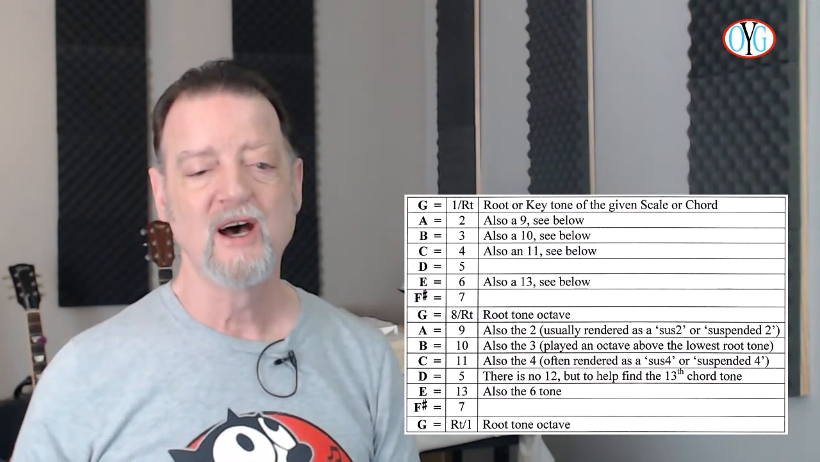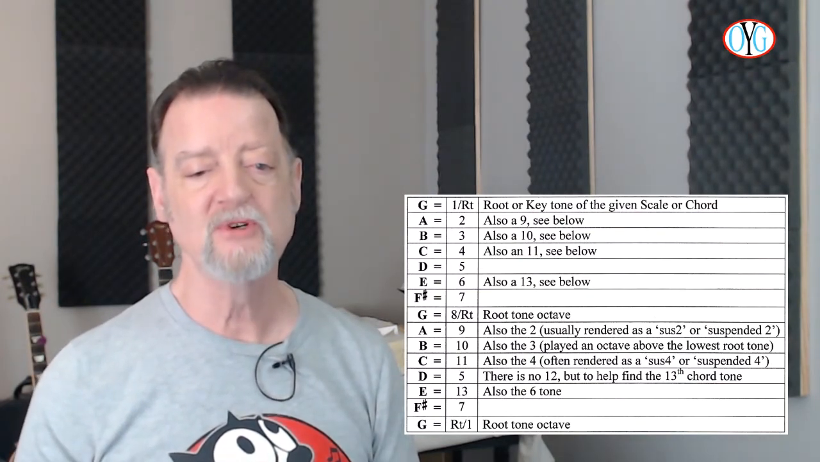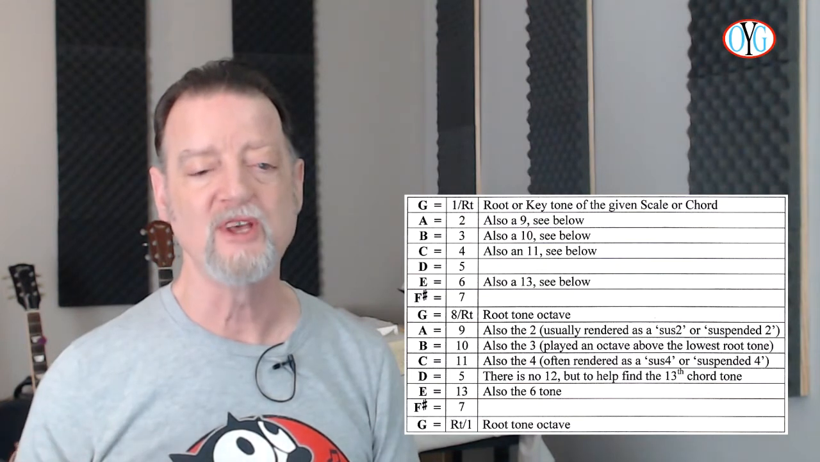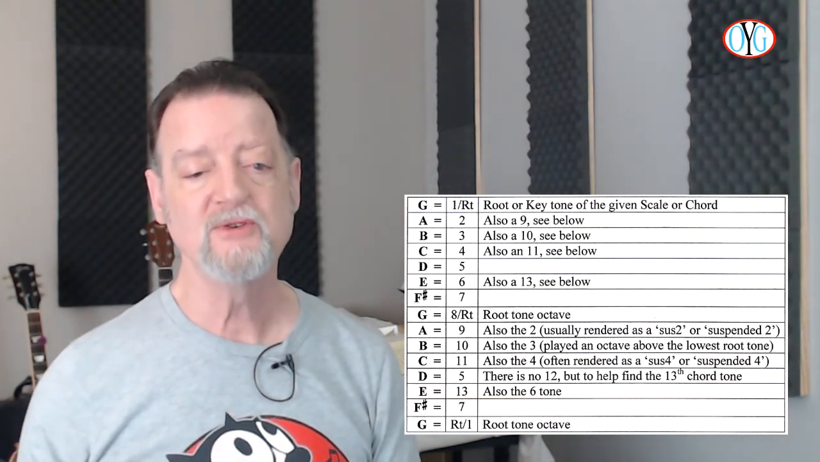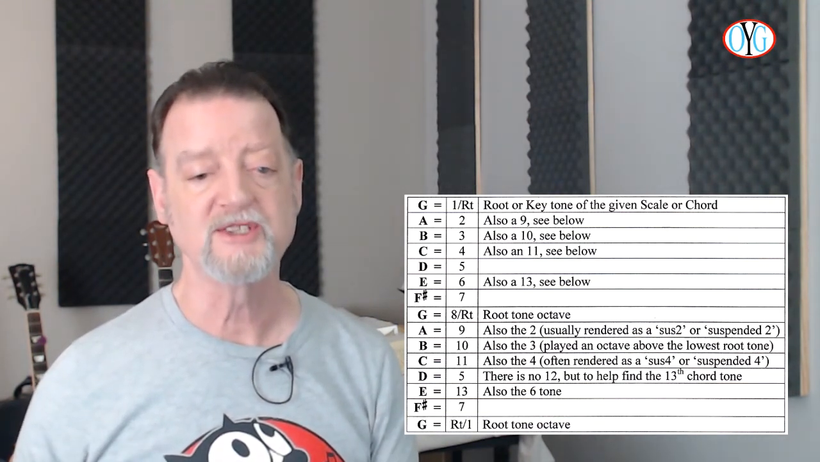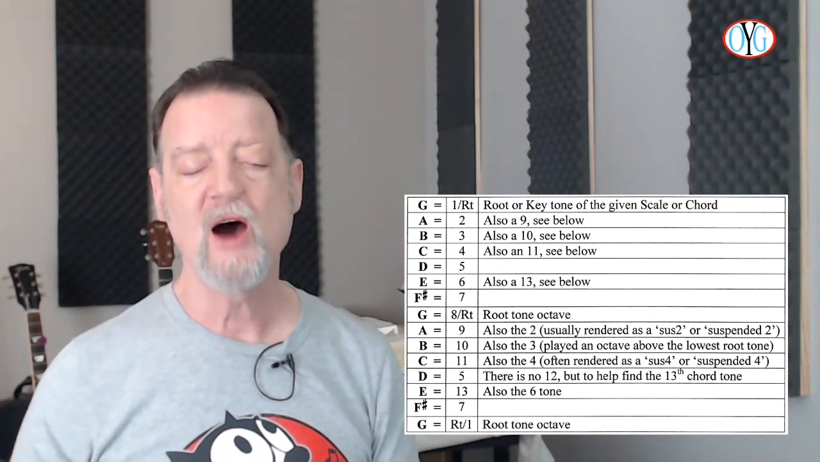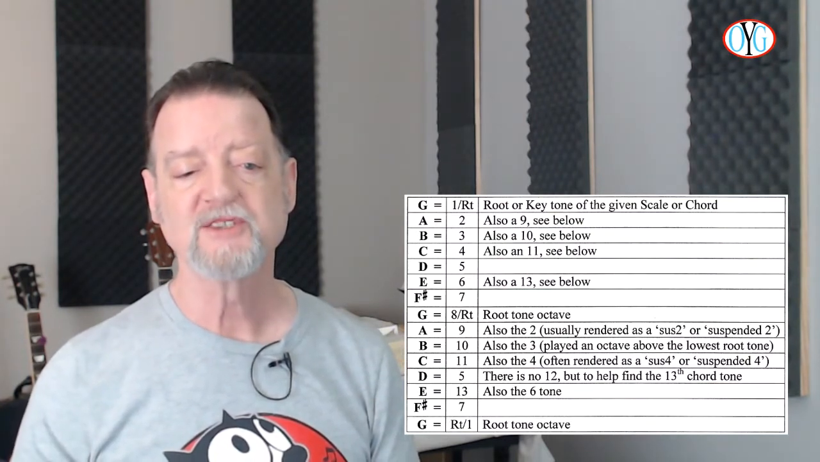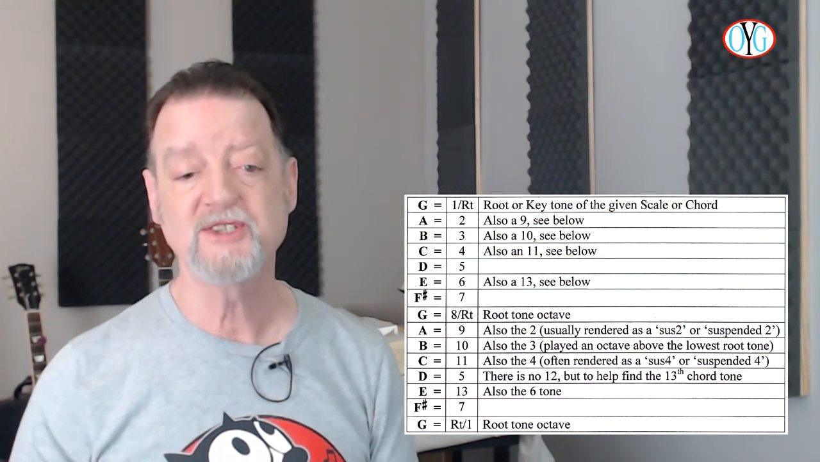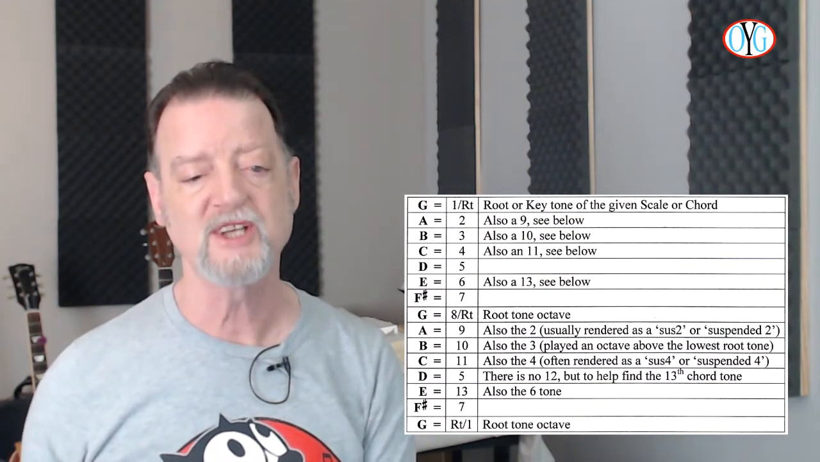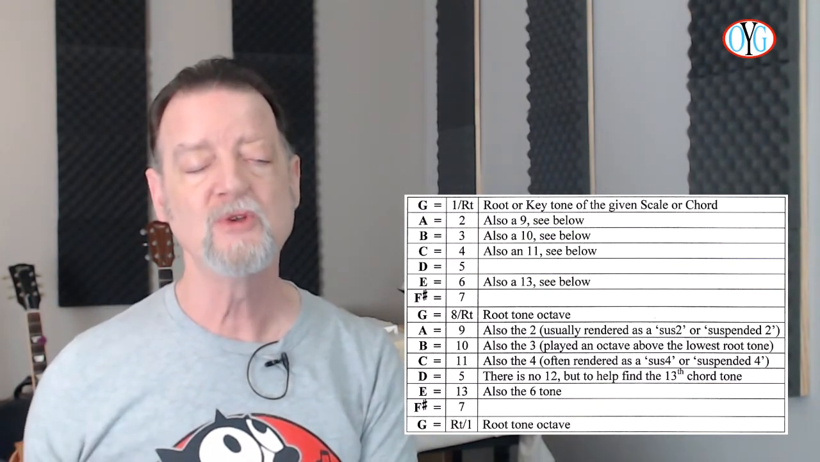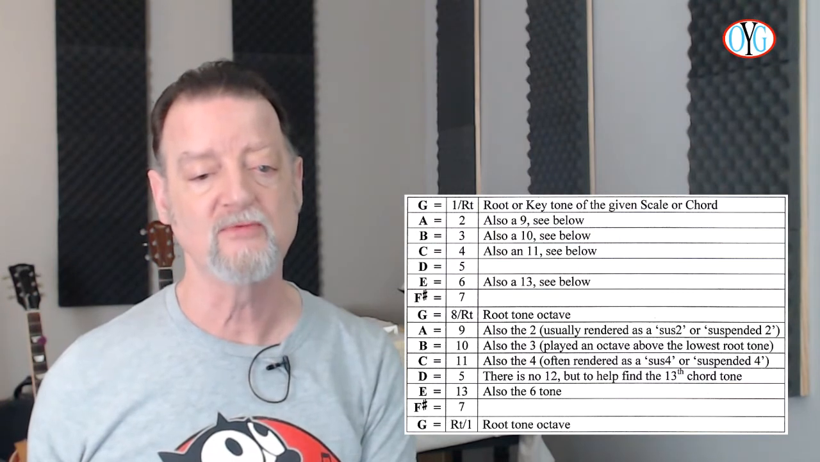Then the third column has a bunch of explanations, all right? You'll see the G, the 1 slash root, is the key tone or the root tone of the scale, and as it applies to the chord. The 2 is also a 9, C below, and then you see it goes on from there. Now, when you get to the second octave G, it's still a root, and then you see the second octave A, it says 9, but then in the explanation it says also a 2, usually rendered sus2.